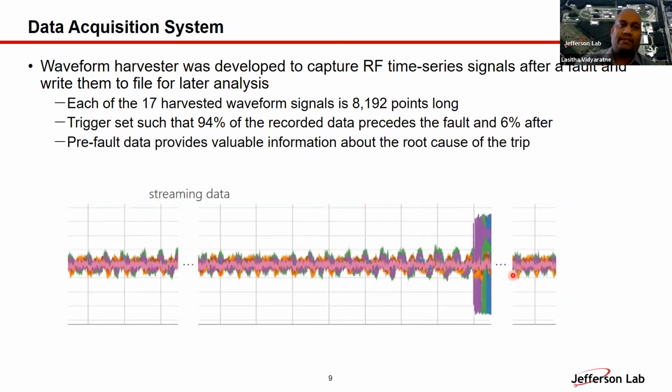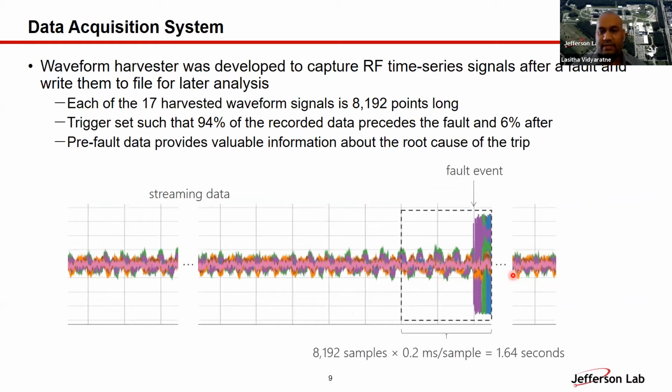So with that in mind, we set up a data acquisition system, a waveform harvester that was developed to capture RF time series signals after a fault. So the waveform harvester is triggered when a fault happens in the CEBAF cryo modules. The signals, when a fault happens, are recorded and saved. So the recorded signal is like a window here. About 94% of the recorded data precedes the fault and 6% after the fault. We have this kind of static data coming from each window when a fault happens.